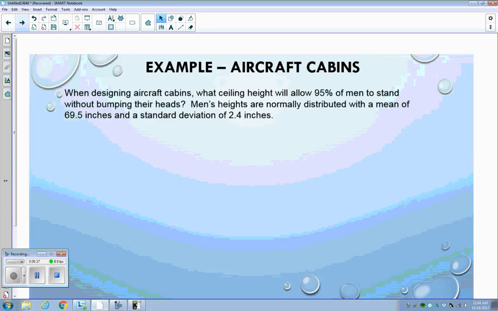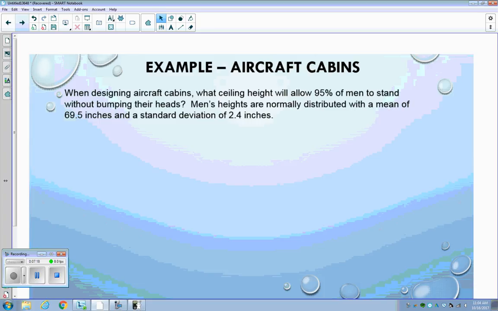So here is a problem that I've given you for an example. When designing aircraft cabins, what ceiling height will allow 95% of men to stand without bumping their heads? Men's heights are normally distributed with a mean of 69.5 inches and a standard deviation of 2.4. We're going to put them in a calculator. Well, I think it's better, but you have to be able to sketch that to still know what all this means, right?